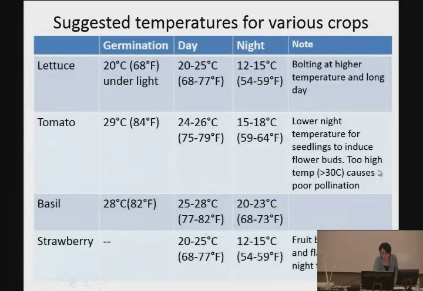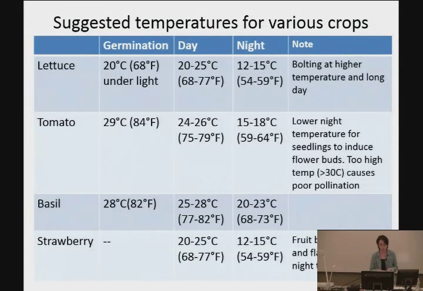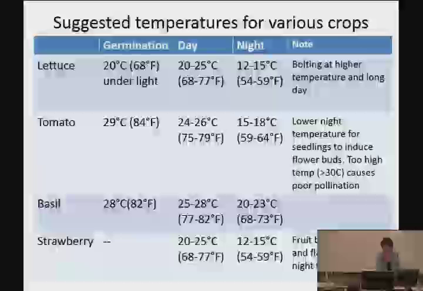Tomato. Average temperature is very important, and reducing temperature does enhance flowering at the young seedling stage. And at the mature stage, you need to lower the temperature to less than 30 to make sure the pollination is not affected. With warmer temperatures, pollination is affected. So that's typical heat stress. So it all involves some temperature effects.